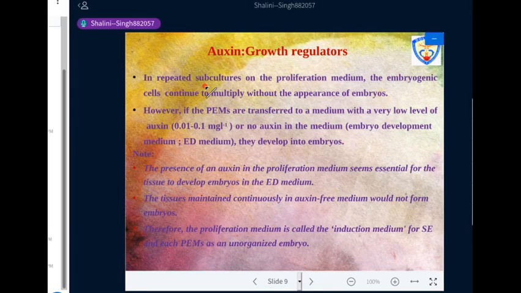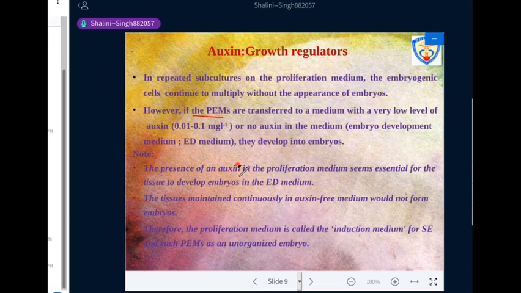In repeated subcultures on the proliferation medium, the embryogenic cells continue to multiply without the appearance of embryos. However, if the PEMs, the embryogenic cells, are transferred to a medium with a very low level of auxin, that is 0.01 to 0.1 mg per liter, or no auxin in the medium, which is known as embryo development medium, they will develop into embryos.